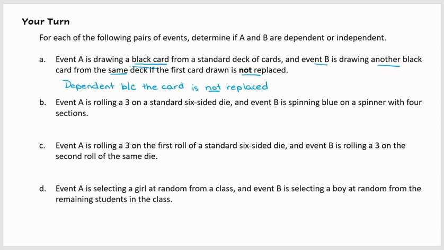Event A is rolling a 3 on a standard 6-sided die, and Event B is spinning blue on a spinner with four sections. So here, these are two separate sources. We have a die, we have a spinner. So this is independent, because the events are from separate sources.